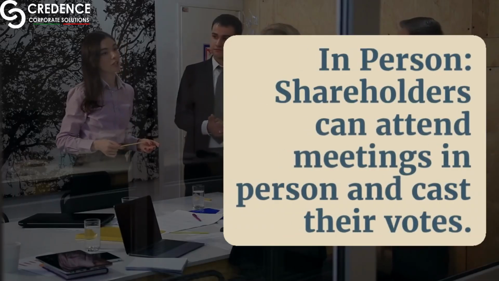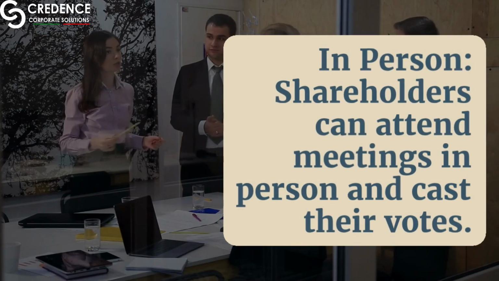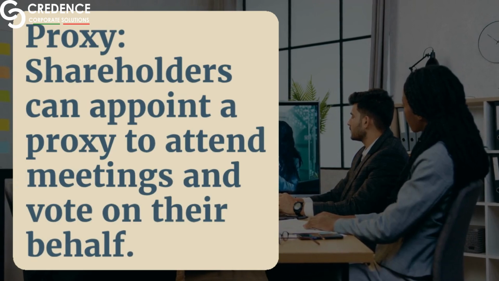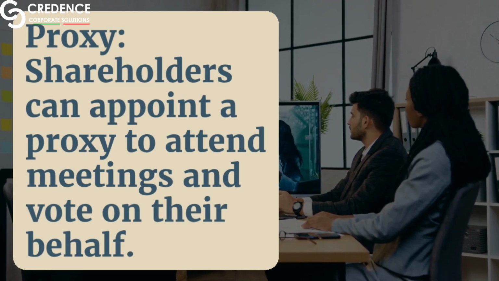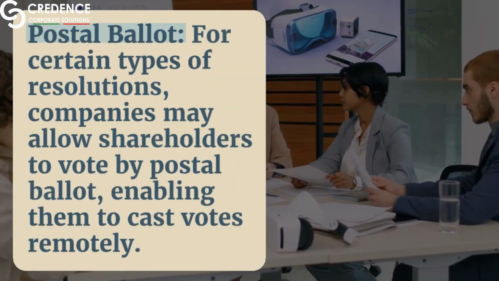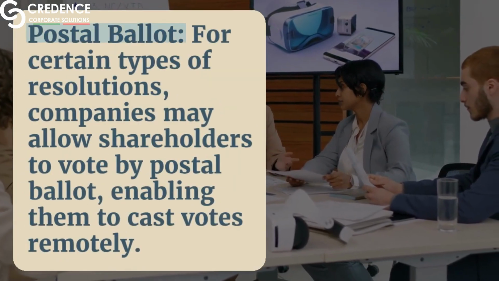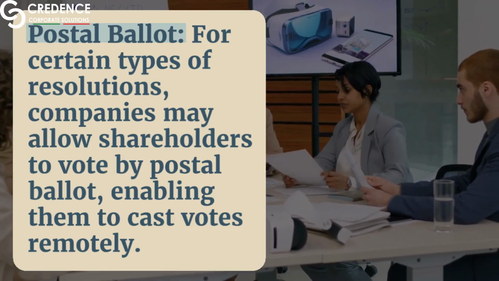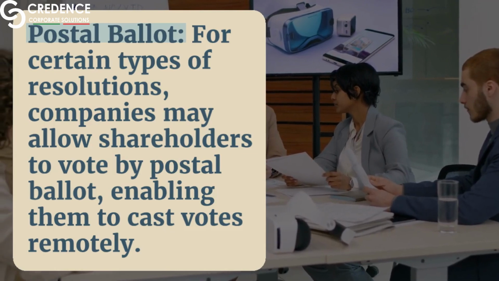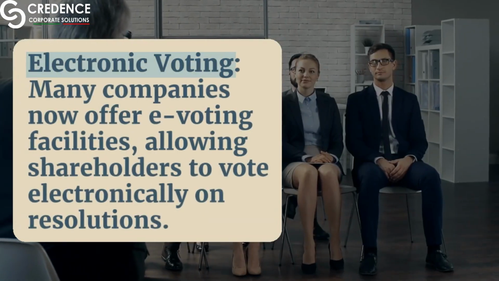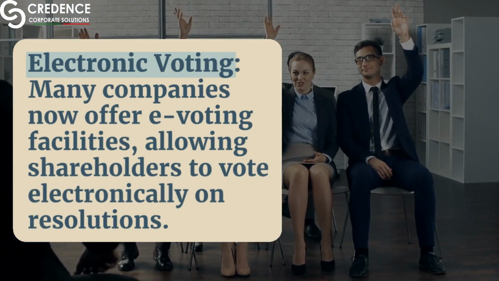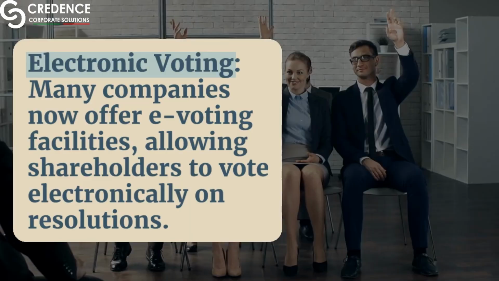3. Exercise of voting rights. In person: shareholders can attend meetings in person and cast their votes. Proxy: shareholders can appoint a proxy to attend meetings and vote on their behalf. Postal ballot: for certain types of resolutions, companies may allow shareholders to vote by postal ballot, enabling them to cast votes remotely. Electronic voting: many companies now offer e-voting facilities, allowing shareholders to vote electronically on resolutions.